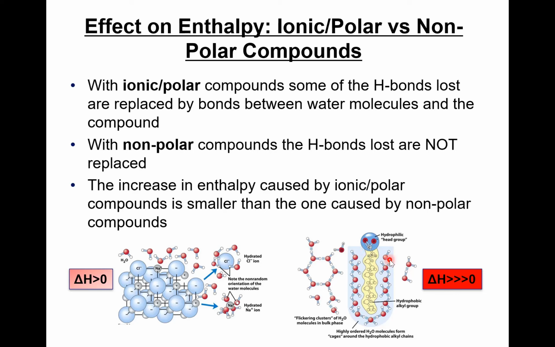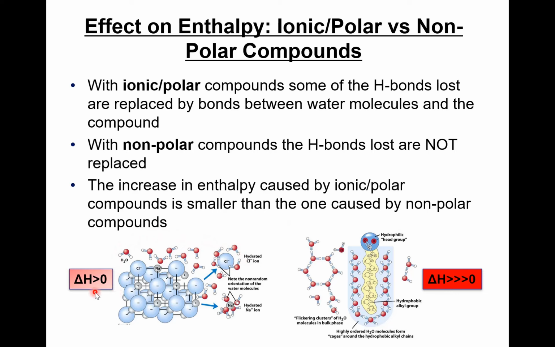non-polar tail. This molecule here, when it turns around, cannot form hydrogen bonds with this hydrocarbon. All right, so there is loss of hydrogen bonds, and these bonds are not replaced by any hydrogen bonds with a non-polar component. Therefore, the impact on the enthalpy in this case is larger, right? Loss of hydrogen bonds, none of them replaced in that case. So you can see how polar and ionic compounds have less of an impact on enthalpy. They still increase it, but less than non-polar compounds.